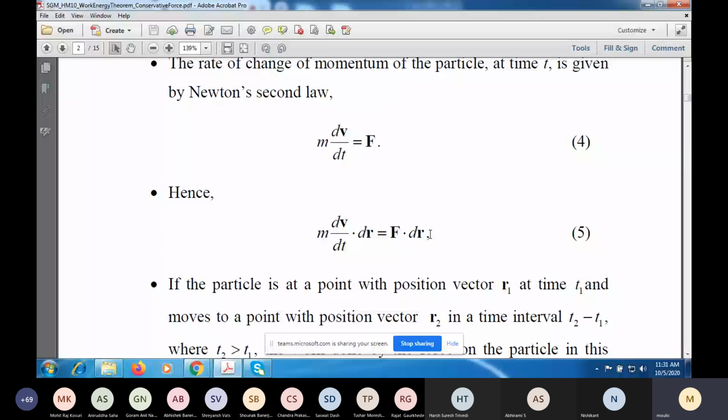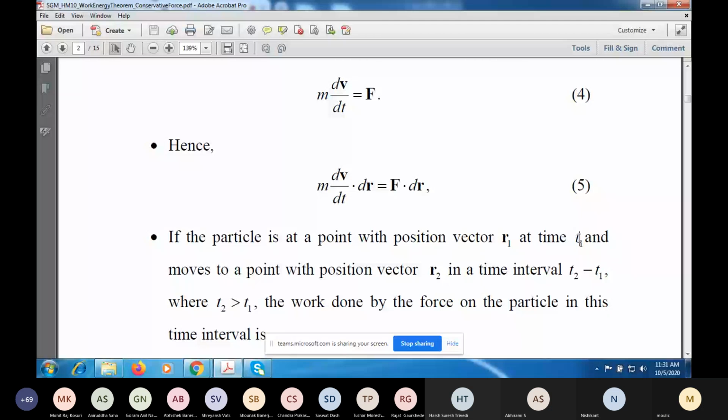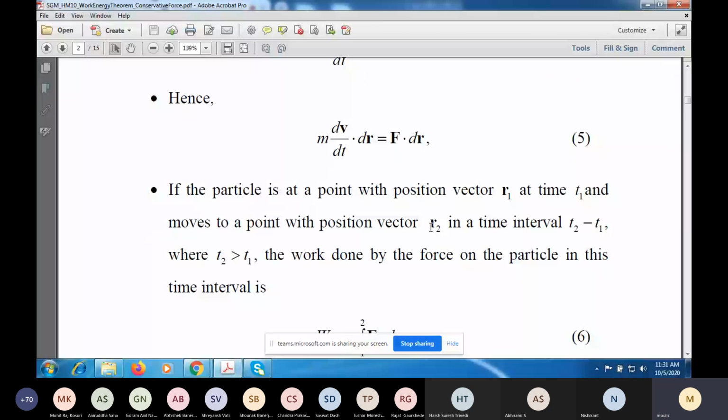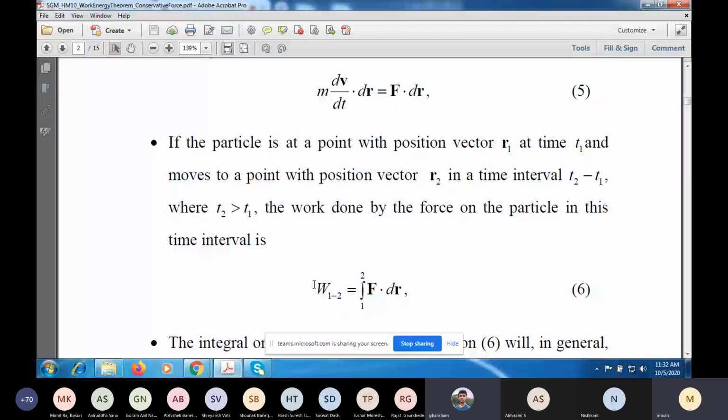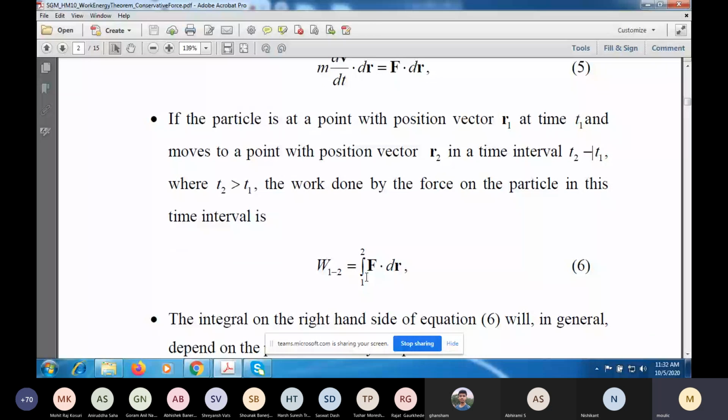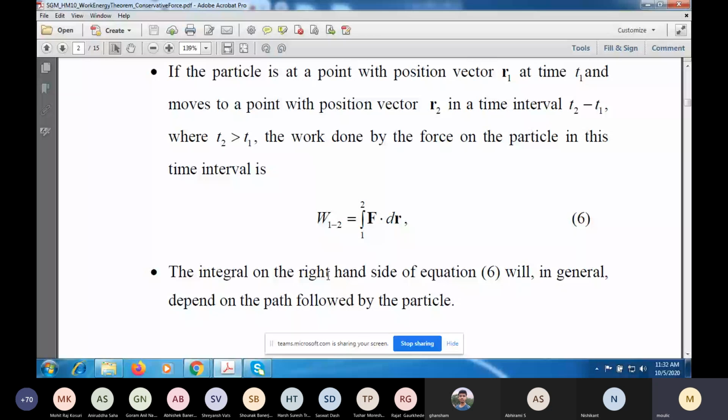Now suppose at time instant t1, the particle is at position vector r1, and at time t2 it has moved to a point with position vector r2. So in this time interval t2 minus t1, where t2 is greater than t1, what is the total work done by the force on the particle? If I call it W with a subscript 1 to 2, it is this line integral of F dot dr from 1 to 2. And this integral in general will depend on the path followed by the particle.